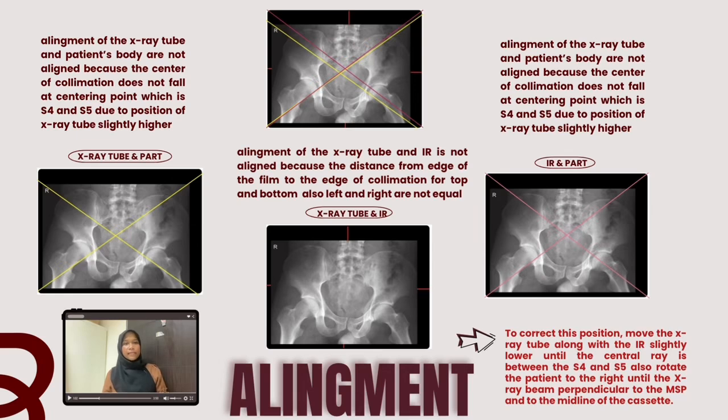Next, the last one is alignment of the x-ray tube and patient's body are not aligned because the center of collimation does not fall at the centering point, which is S4 and S5, due to the position of the x-ray tube being slightly higher. So to correct this position, move the x-ray tube along with the IR slightly lower until the central ray is between S4 and S5, and also rotate the patient to the right until the x-ray beam is perpendicular to the MSP and to the midline of the cassette.